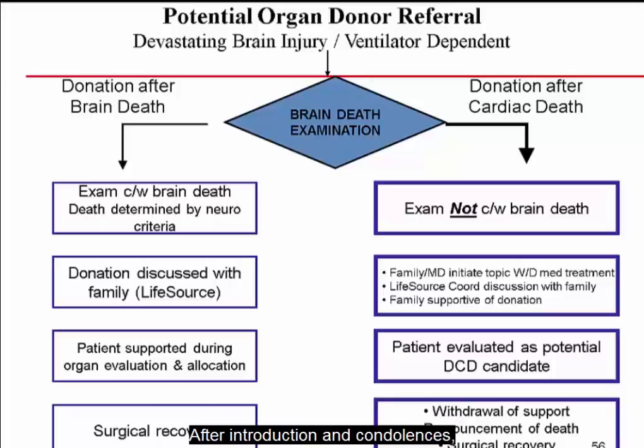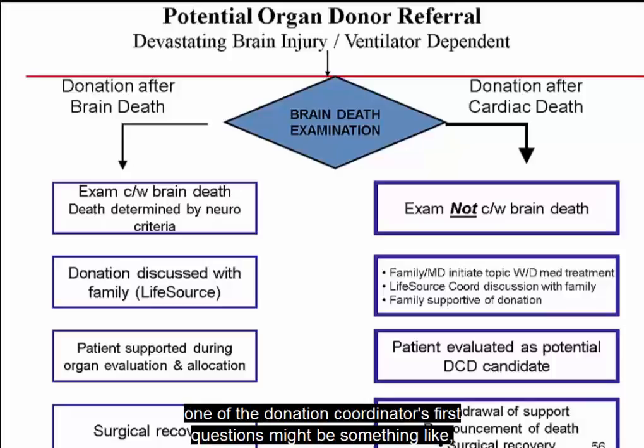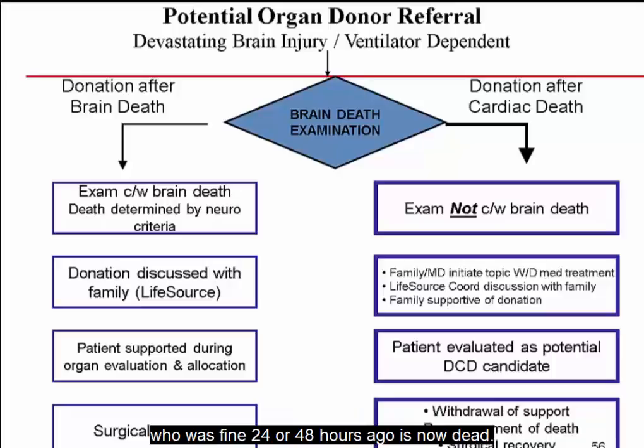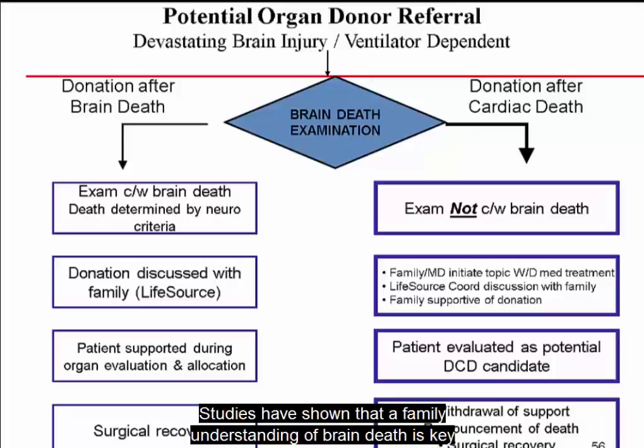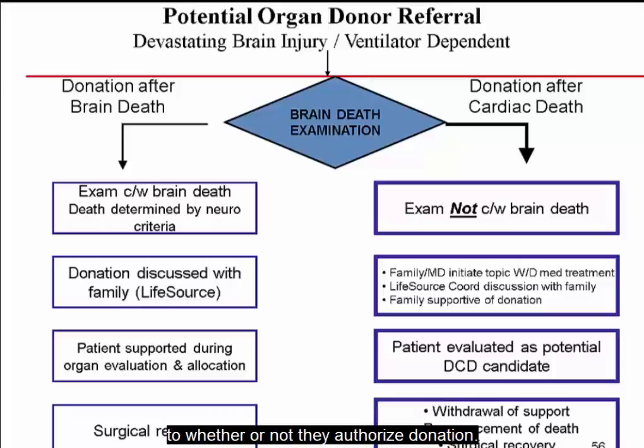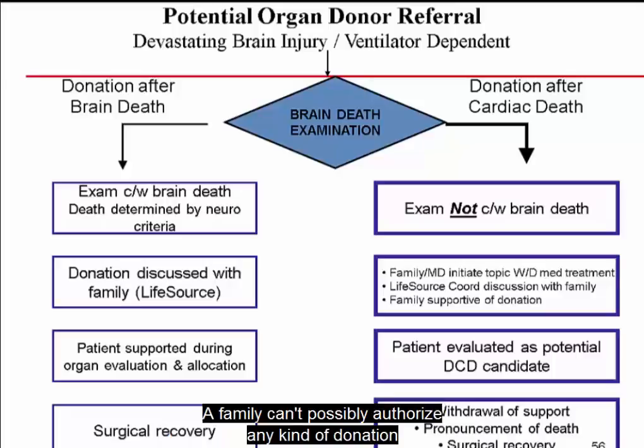After introduction and condolences, one of the donation coordinator's first questions might be something like, "What has the doctor told you about brain death or your child's death?" Families are finding themselves in often tragic, unexpected circumstances and being told within a relatively short period of time that their loved one who was fine 24 or 48 hours ago is now dead. Studies have shown that a family's understanding of brain death is key to whether or not they authorize donation. A family can't possibly authorize any kind of donation if they do not understand that brain death is death.